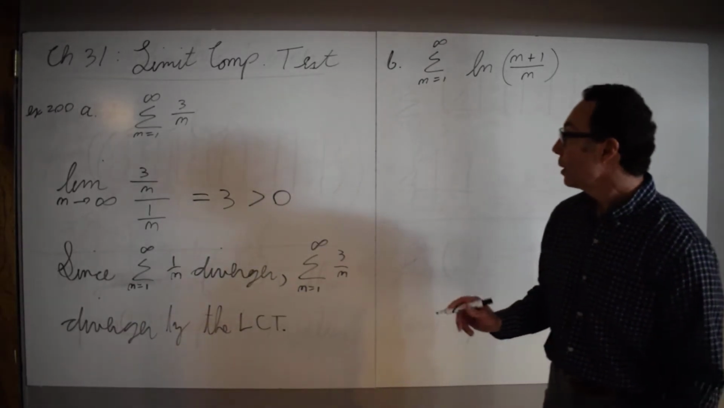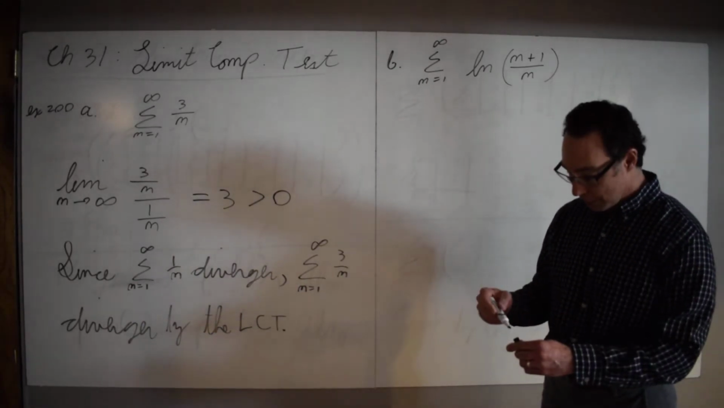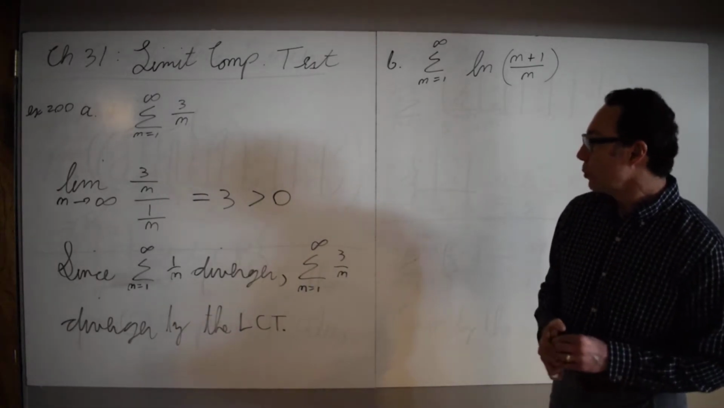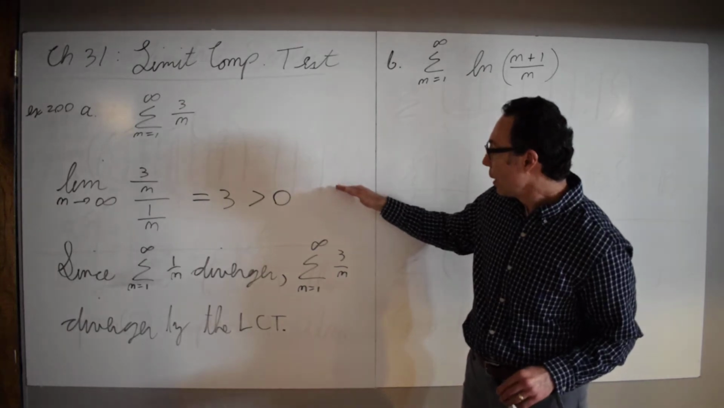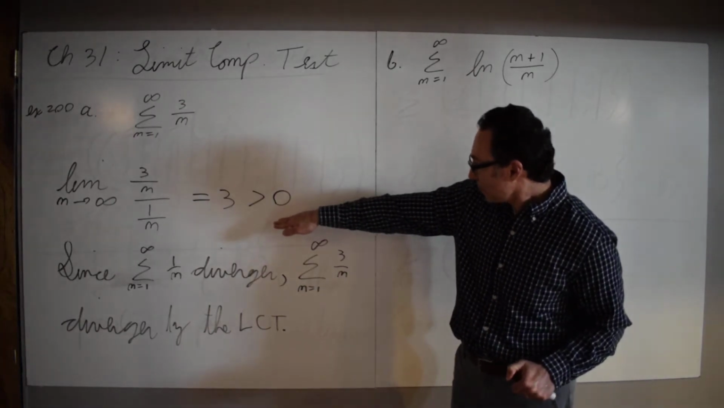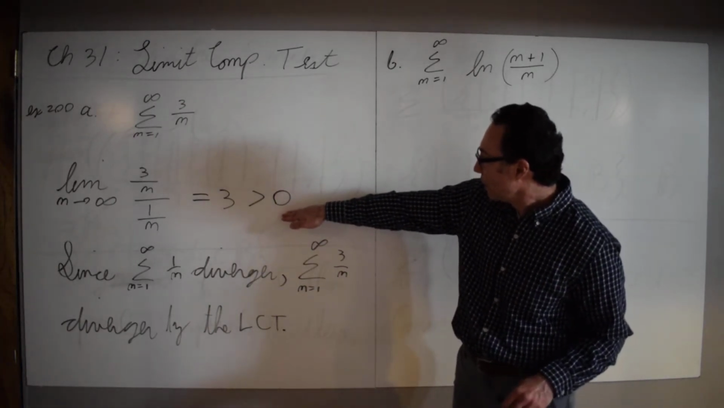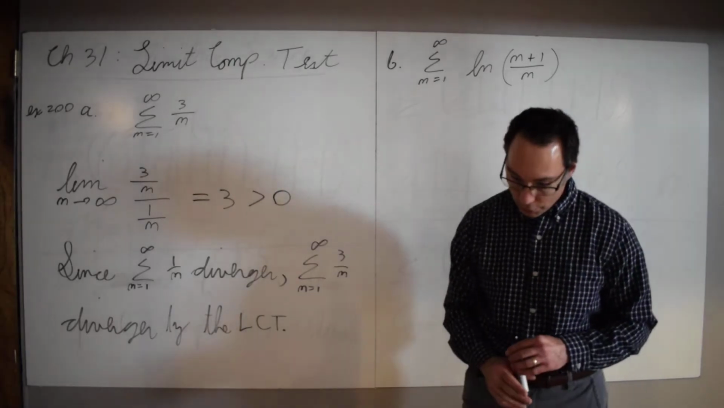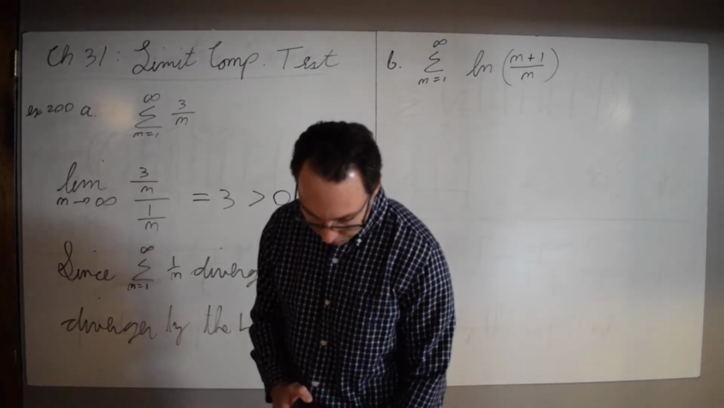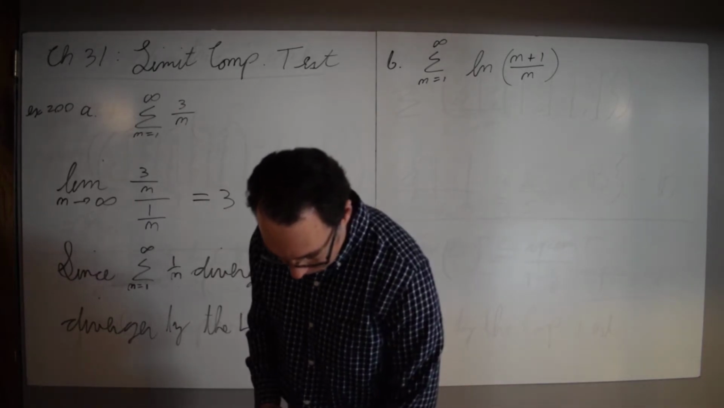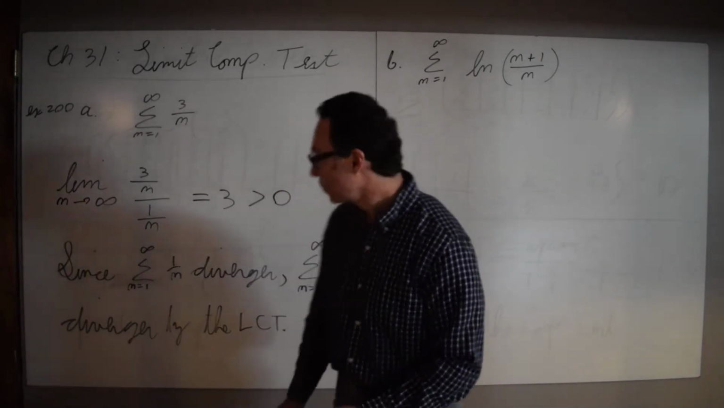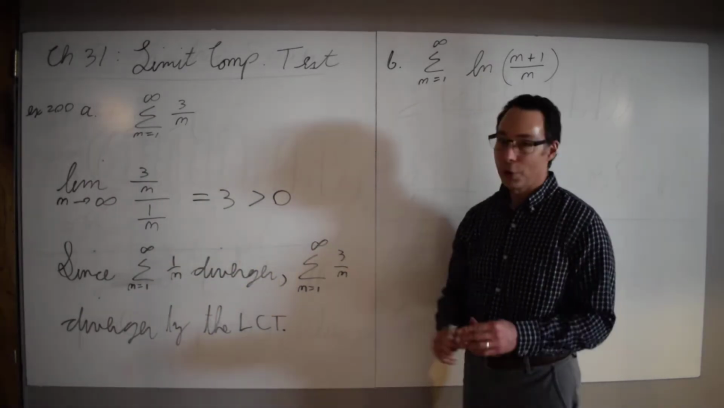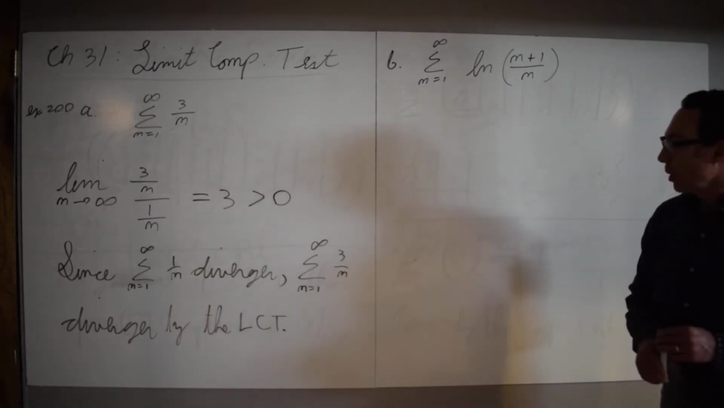Now remember, the limit comparison test can tell us that a series converges as well. Remember, the conclusion says if your limit is something greater than 0, then either both series converge or both series diverge. Okay. So it has to be a number greater than 0. Infinity is not a number.